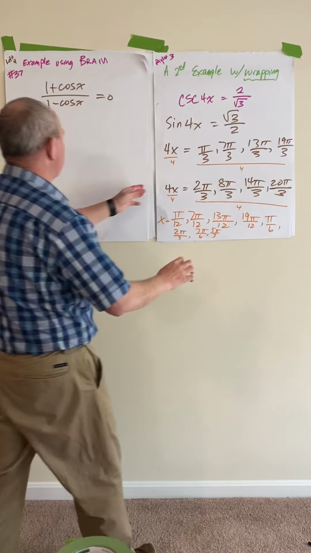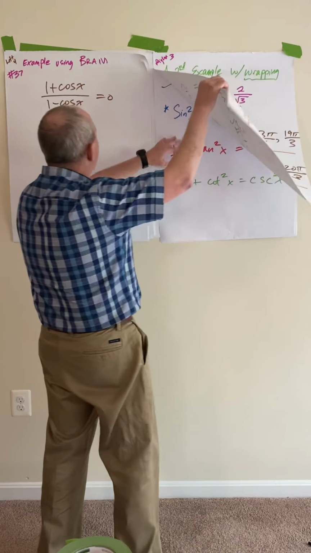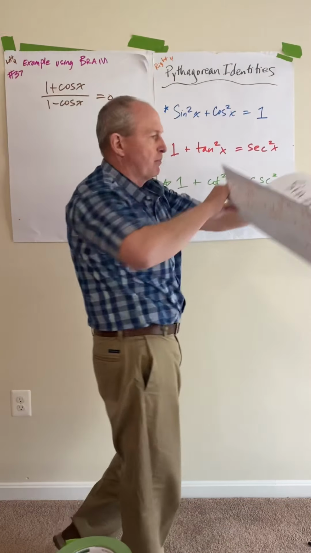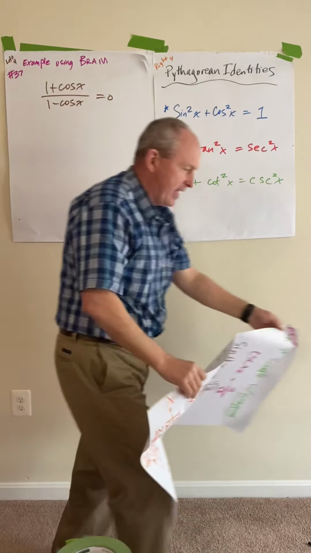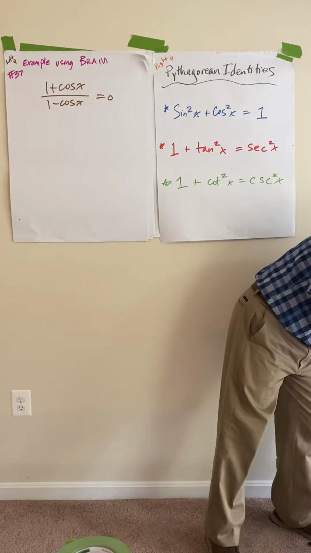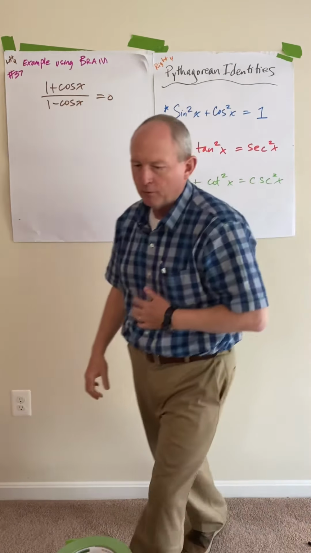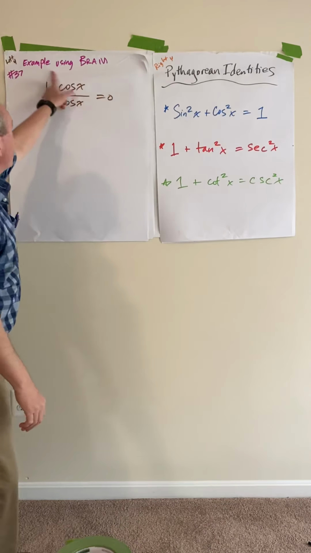Good stuff, good stuff. All right, this next one I call just an example using your brain. Example using your brain. And I had fun with my n there. I made my n backwards just for fun, just to be goofy. All right, so example using your brain.